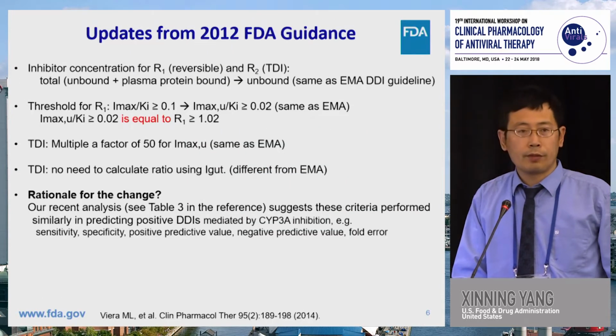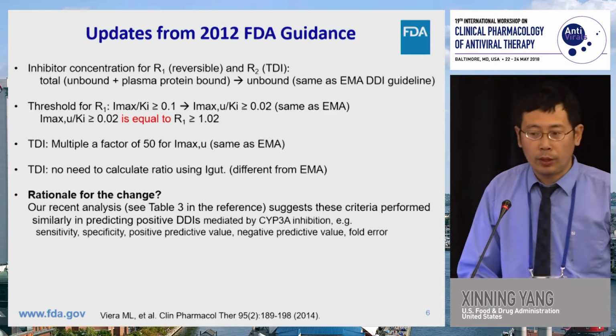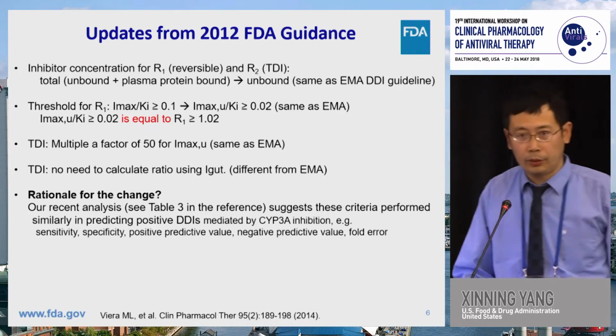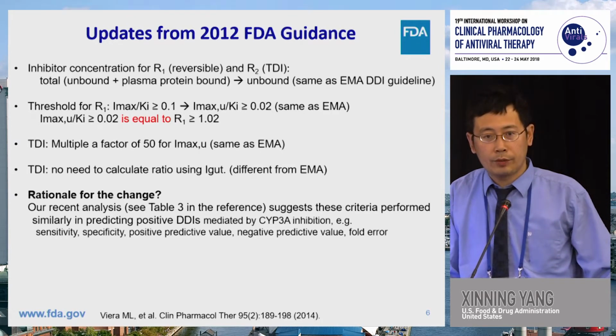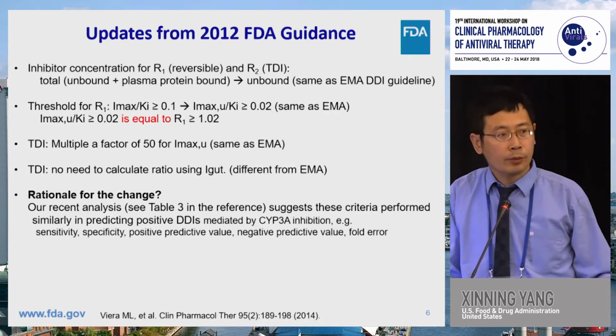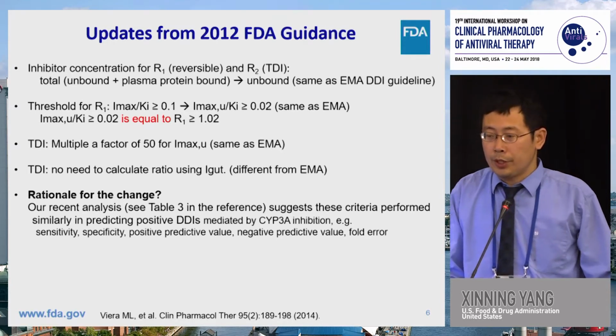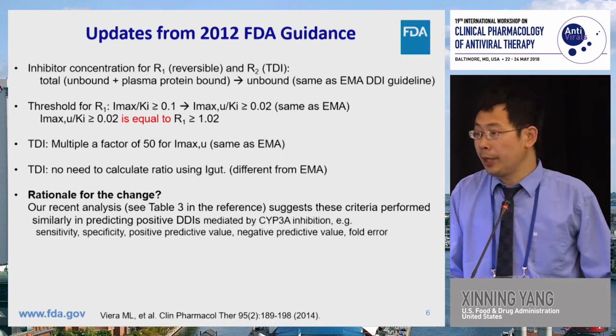So what's the difference from the 2012 guidance? First of all, we use the free inhibitor concentration, because it's usually considered that it's the free concentration of a drug that interacts with the enzyme, receptor, or target. And the threshold is changed from 0.1 to 0.02. This is the same as the EMA.